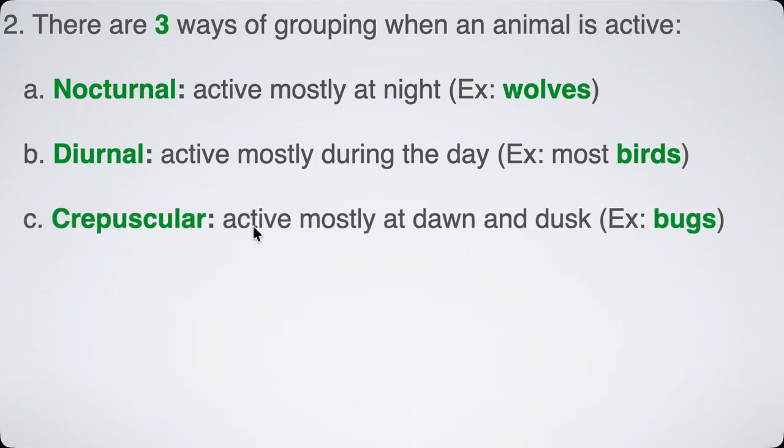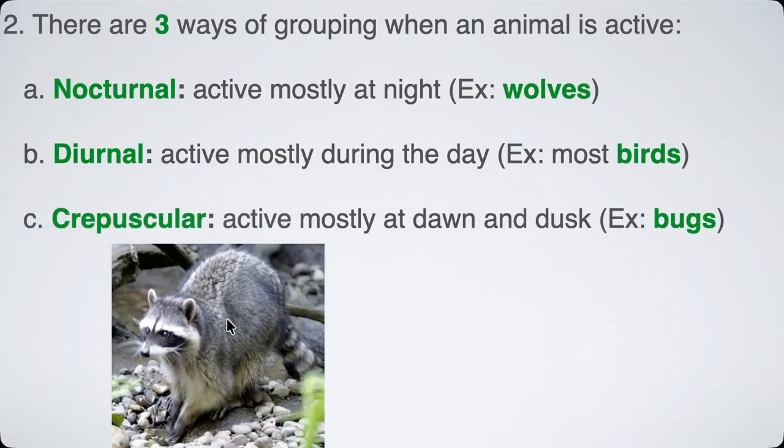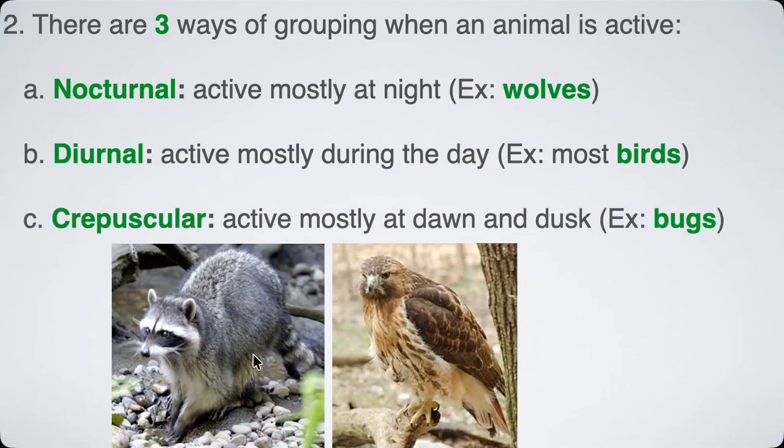Crepuscular, these are active mostly at dawn and dusk. And so there are certain types of bugs, like certain gnats and things like that, that are crepuscular. Raccoons are a great example of a nocturnal animal. Hawks are a great example of a diurnal animal. And then crepuscular things, these little beetles here, are relatively crepuscular.